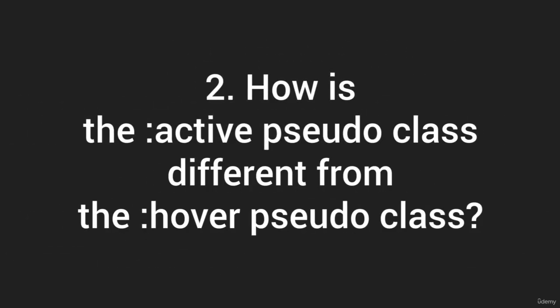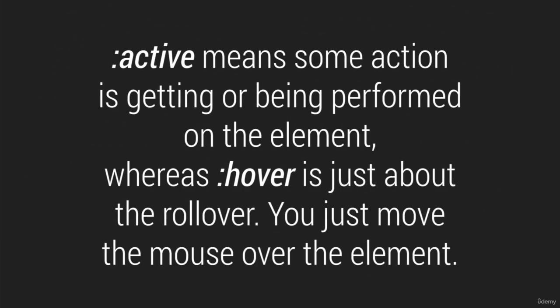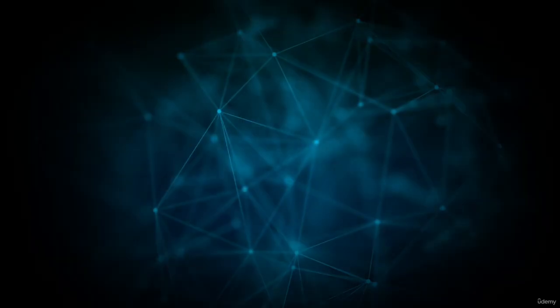The second question is, how is the active pseudo class different from the hover pseudo class? Well, active means some action is being performed on the element, whereas hover is just about the roll over. You just move the mouse over the element. That's what hover is. And active is where some action is being taken on it, like a button is pressed, maybe space bar or enter key is pressed for that element.